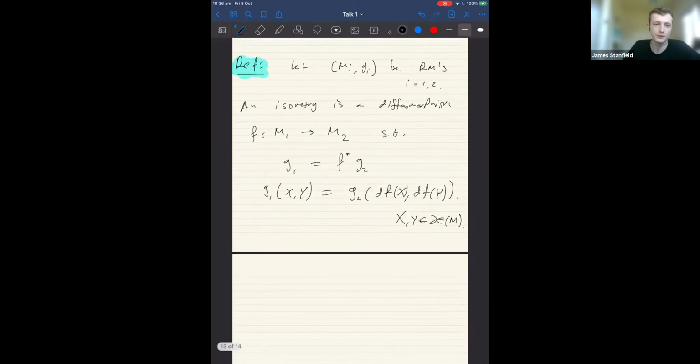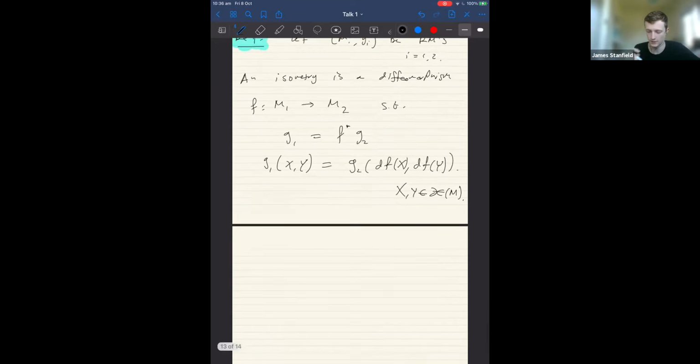Where was I up to? Okay, so I was talking about isometries, right? This is the natural equivalent of isomorphism for Riemannian manifolds. This is a map that will, by nature, preserve lengths and angles. Okay, so a very important class of maps.